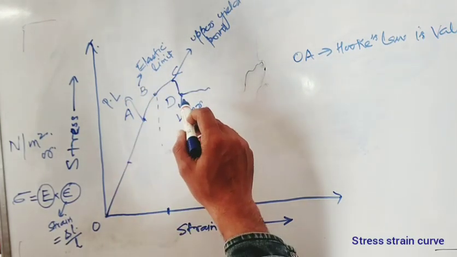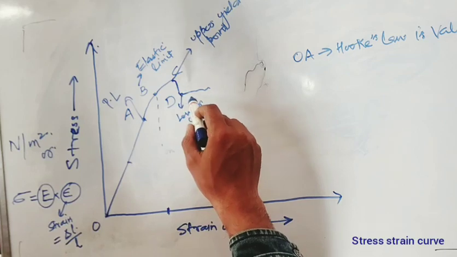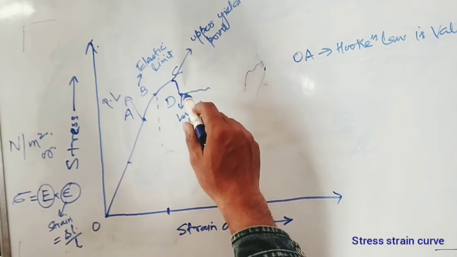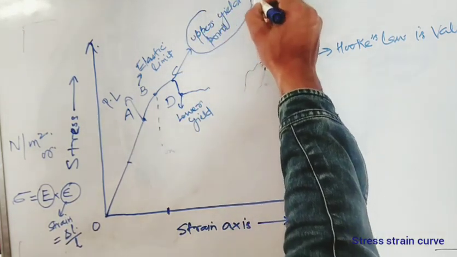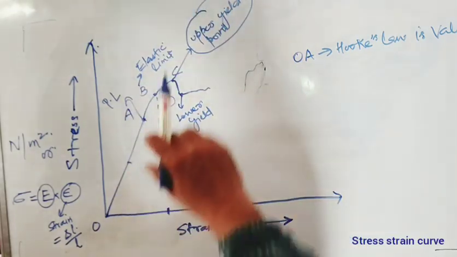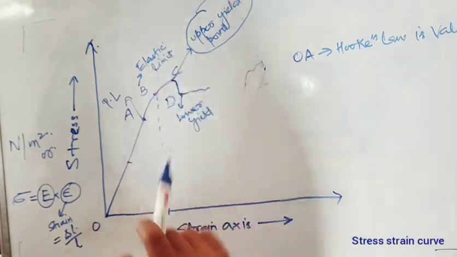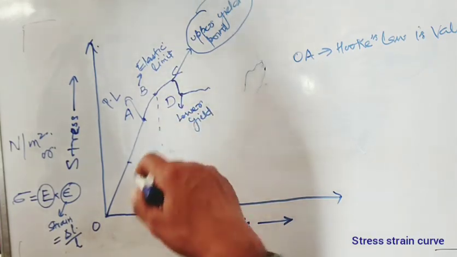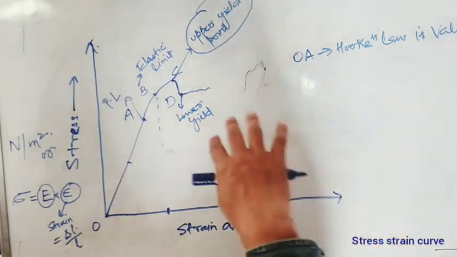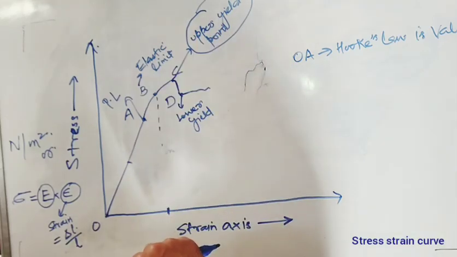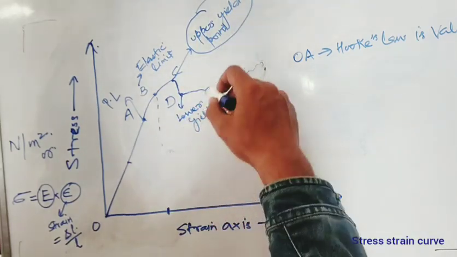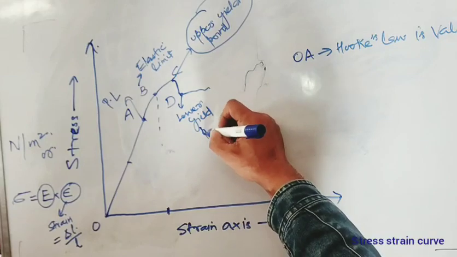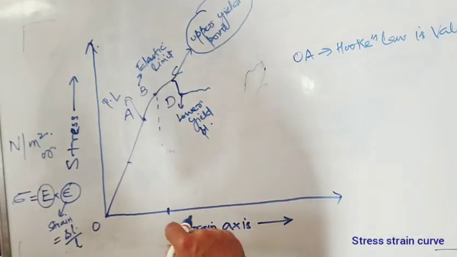This is the lower yield point. So this lower yield point is very important because it's very difficult to determine the upper yield point. There's slight difference between upper and lower yield, but at lower yield point we are getting a lot of yield. So lower yield point is very easy to determine than the upper yield point. So actually lower yield point has more significance than the upper yield point.